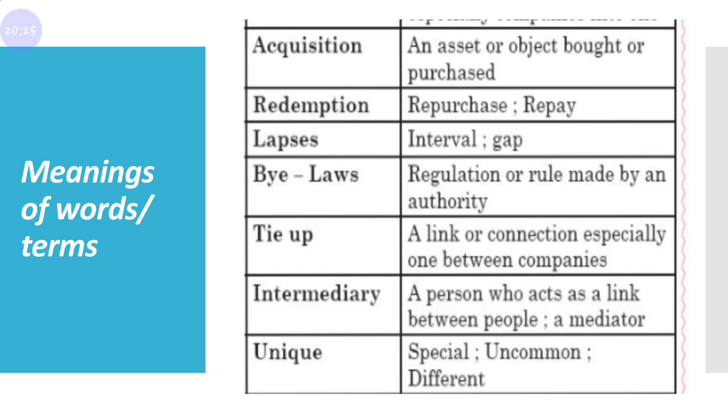Now next word is acquisition, an asset or object brought or purchased. Next is redemption, that is repurchase, repay. Lapses, that is an interval or a gap. Bylaws, which means regulations or rules made by an authority. Now there is certain authority who always makes the law. Tie up, a link or a connection, especially one between companies. Now there is a tie up between two companies, so there is a link for that particular connection.